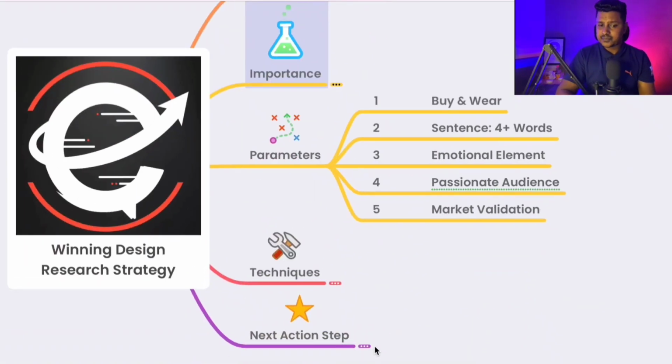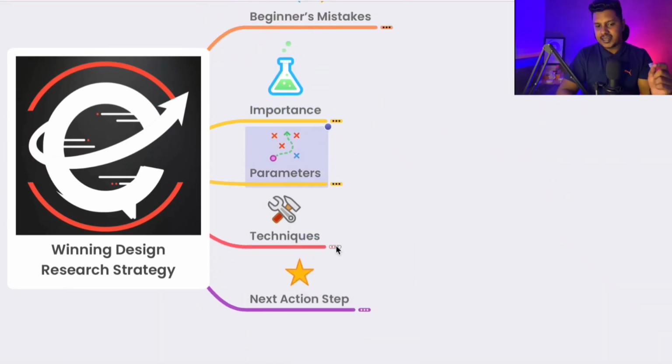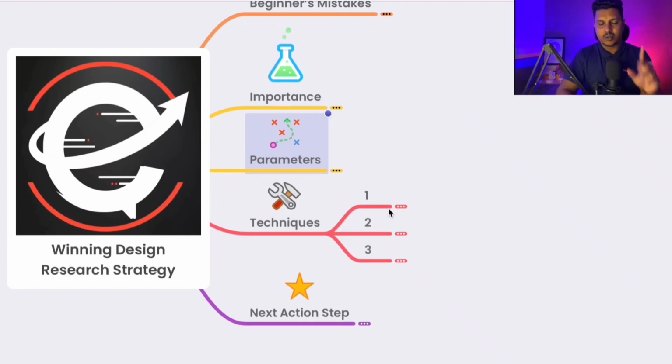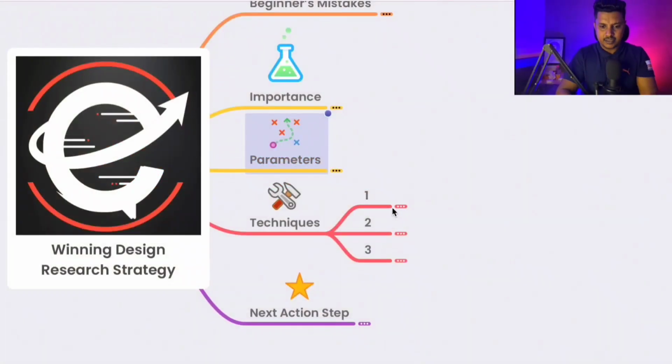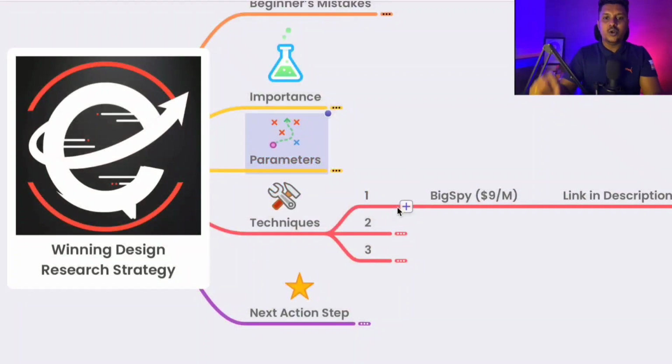So now let me show you the exact design techniques, or how to shortlist winning designs in the market. All right, so let's find out what the different techniques are. I'm going to share with you the three most valuable, most effective techniques to find winning designs in the market. The first one, my favorite one, is using a tool called Big Spy.